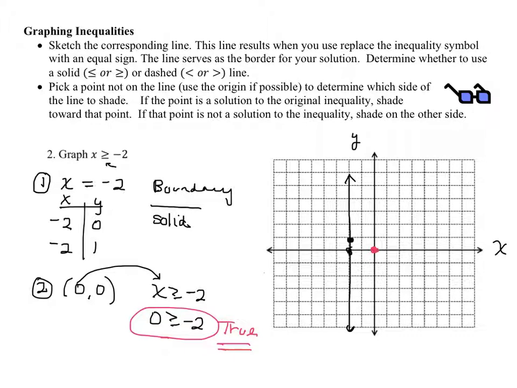So since it's true, we want to shade toward the point (0, 0). On my math lab, it'll be a little paint can. And there is my solution. If I pick any point in here, it will satisfy this inequality, x is greater than or equal to negative 2.